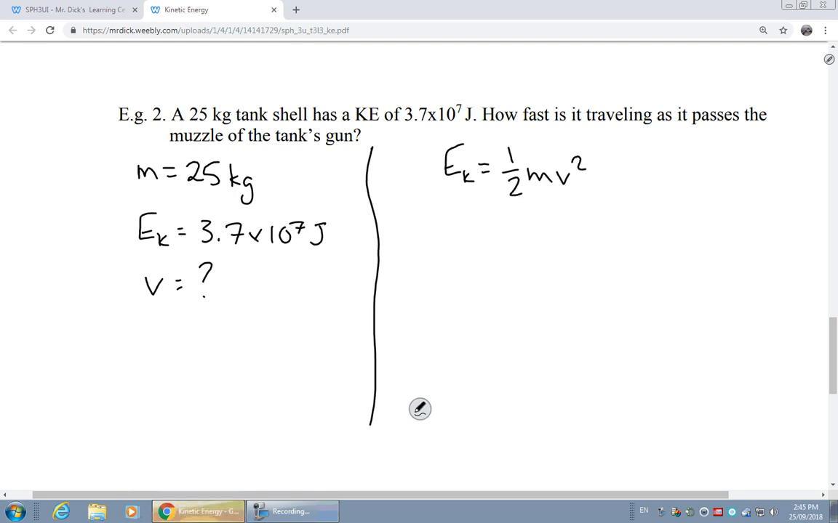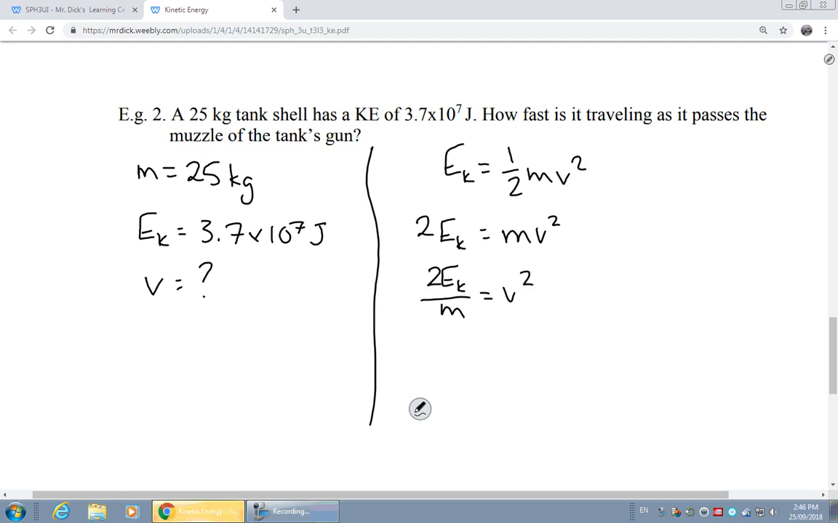But if I want to find v, I want to start rearranging this equation to get v all by itself. A few steps I could do, but the first one I'm going to try is multiply both sides by 2. And that gets rid of the multiplying by 1/2 on the one side. So I could say that 2 multiplied by EK is equal to mv squared. I can also divide both sides of the equation by m. Or in other words, 2 times EK over m is equal to v squared.